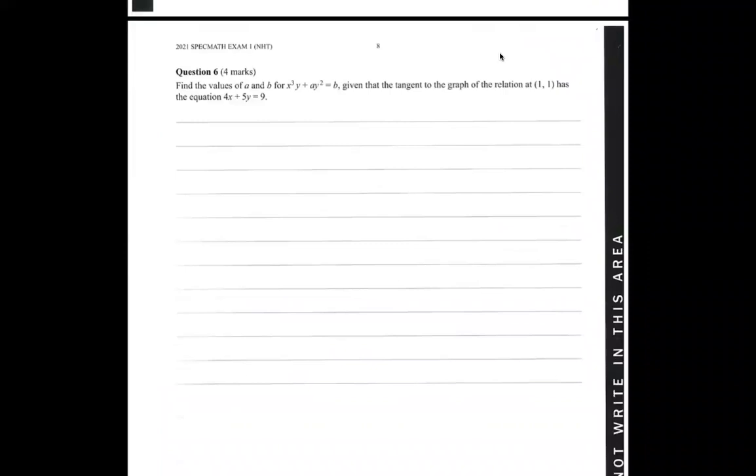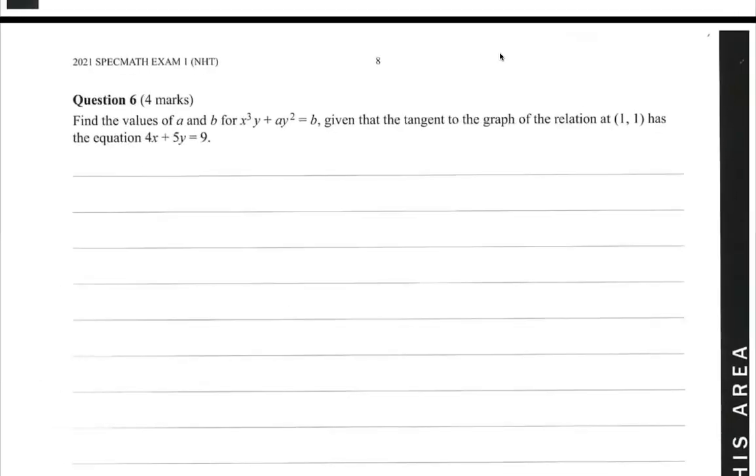Find the values of a and b for x cubed times y plus a y squared equals b, given that the tangent to the graph of the relation at (1, 1) has the equation 4x plus 5y equals 9. So, typically implicit differentiation from x cubed times y plus a times y squared equals b.